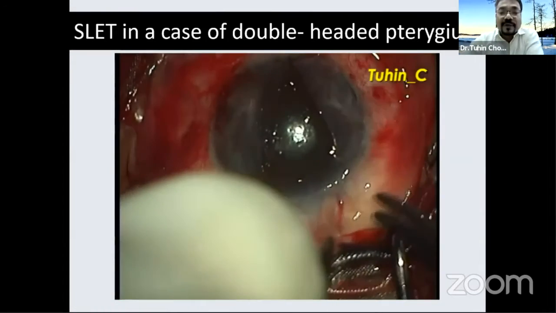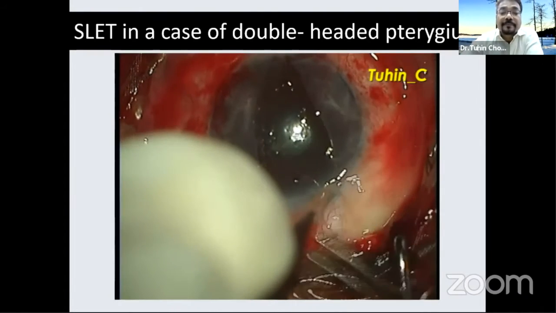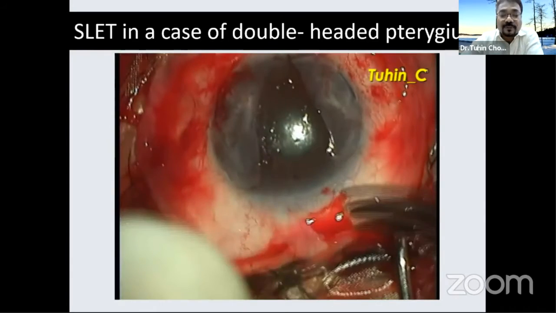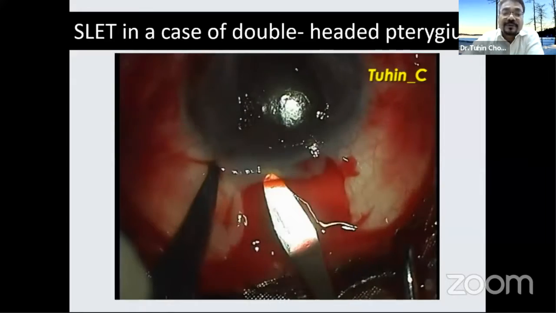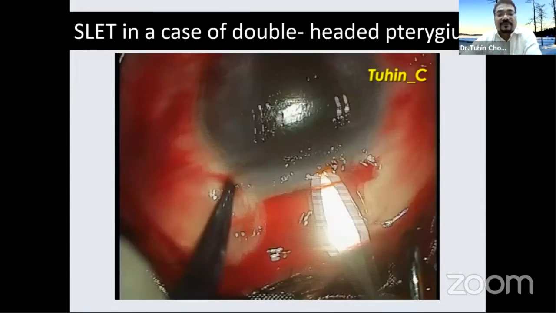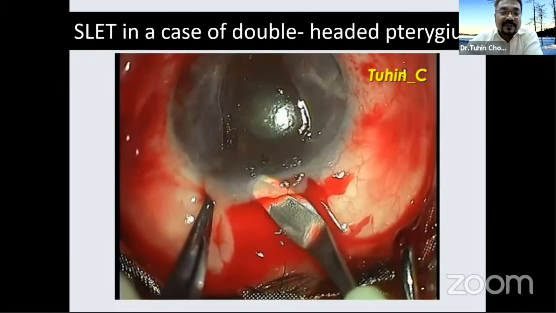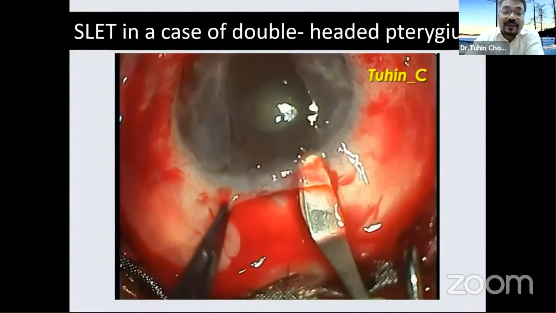Now I have to take the limbal tissue from the same eye. This is from the superior bulbar conjunctiva. As Dr. Mohanto mentioned, we have to go at least 0.5 to 1 millimeter ahead of the surgical limbus to get the limbal stem cells. So the depth should be around 80 to 100 micron.